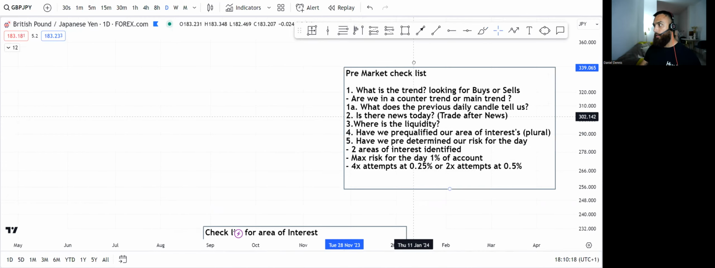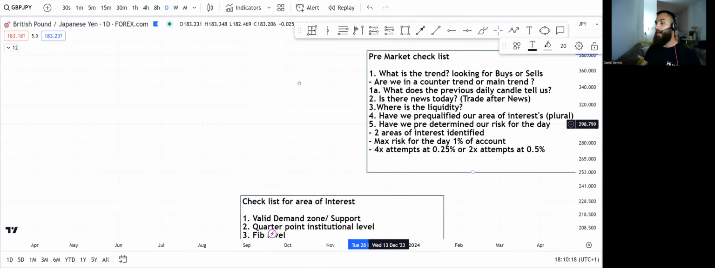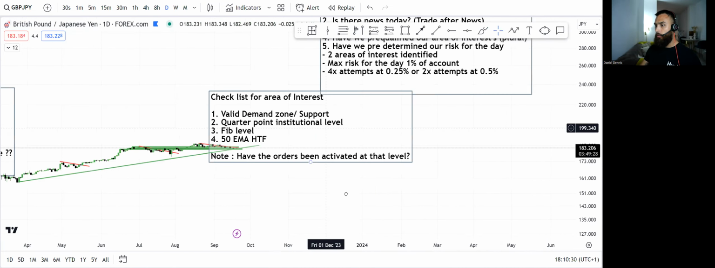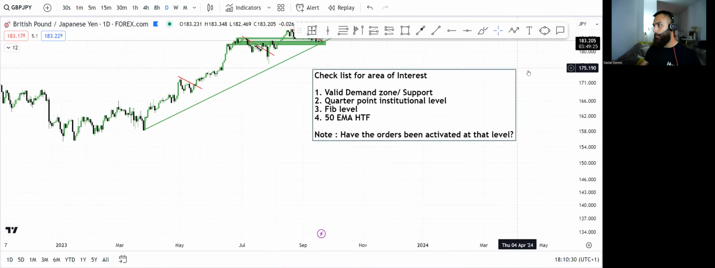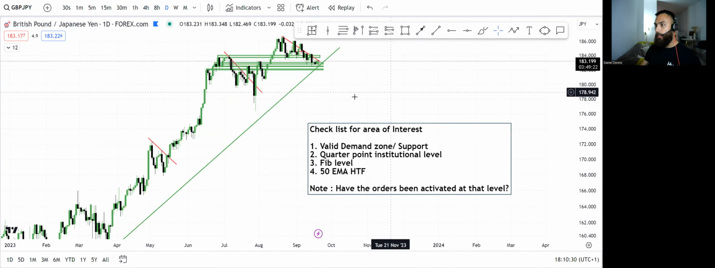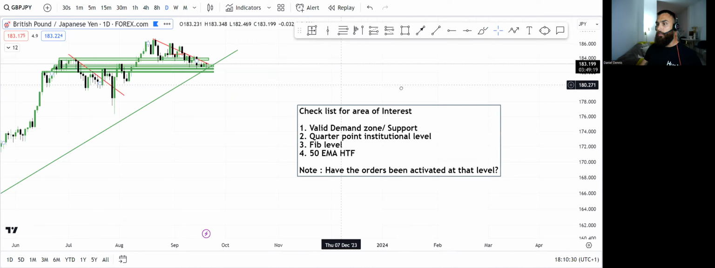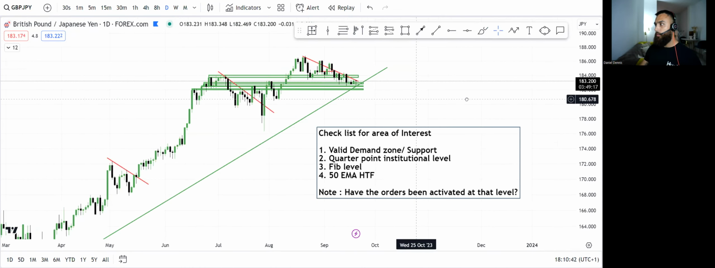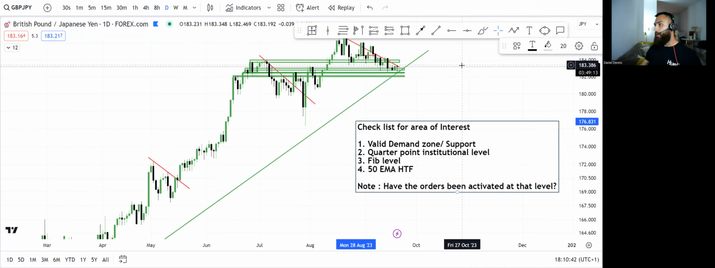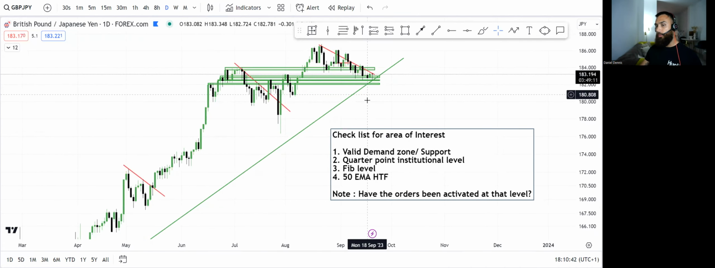The next part of the video is going to be how to predetermine my areas of interest. Right, so we need to identify our areas of interest. So basically, when I'm looking to take a trade, I'll go right from the higher time frame down to the lower.